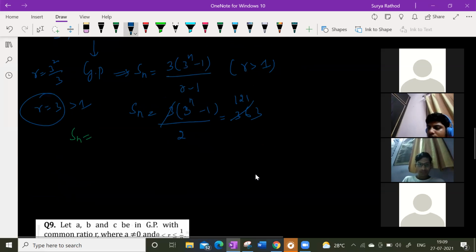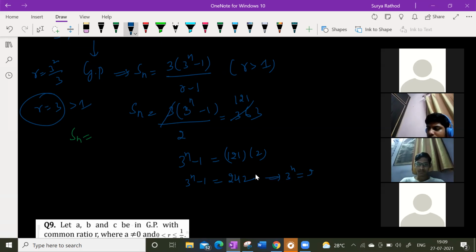So look at this now. 3 to the power of n minus 1 is 121 into 2. 3 to the power of n minus 1 is equal to 242. So 3 to the power of n is equal to 243. In terms of 3, how can you write 243? 3 to the power of 3 is 27. 27 into 9. So 3 to the power of 5.